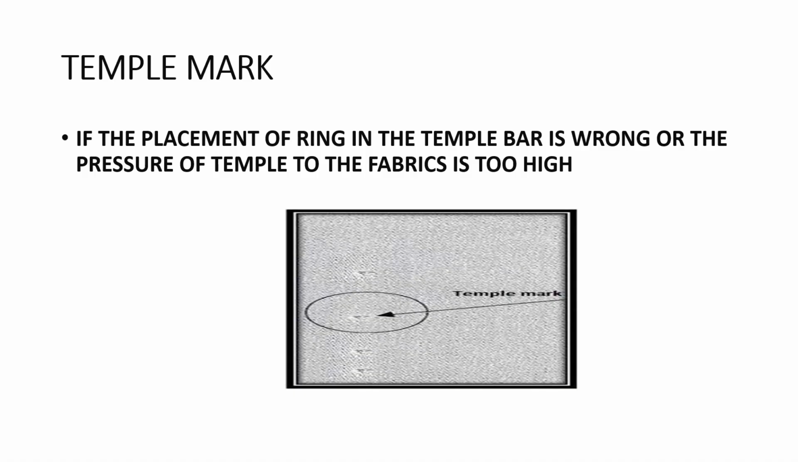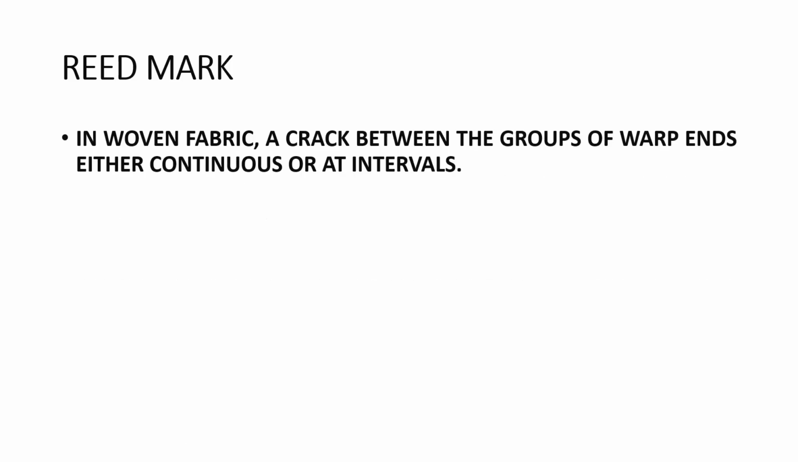So next time, students, if you inspect some fabric and such defects are there before you, you can easily identify that this defect is called a temple mark, and it has occurred at the fabric stage in the case of weaving. So those are the woven products where such defects may occur. Reed mark is also one of the defects in woven fabric.